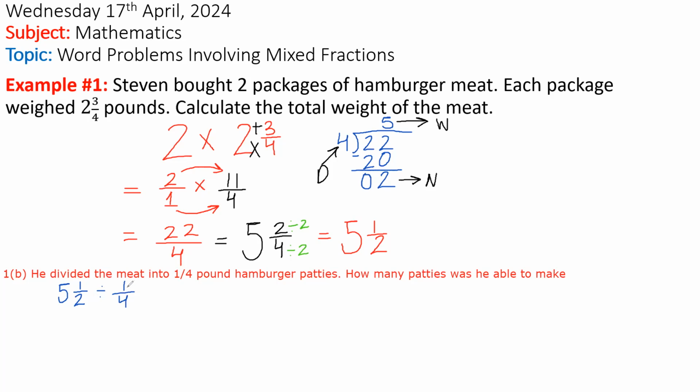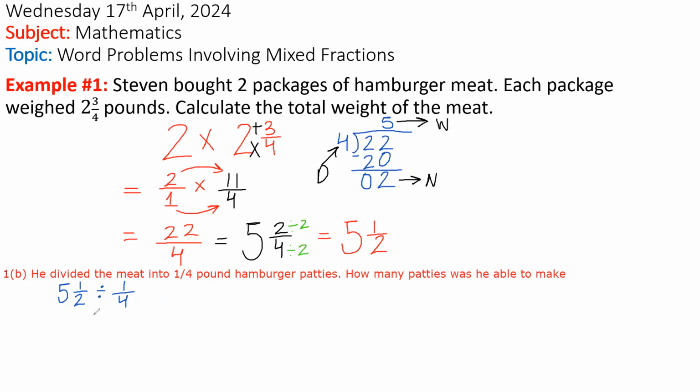Good. Does anyone have any idea of how we're gonna do it? Like, what's the first thing we're gonna do in order to divide it? Change the mixed number. Change the mixed number into what? Into an improper fraction. Very good.